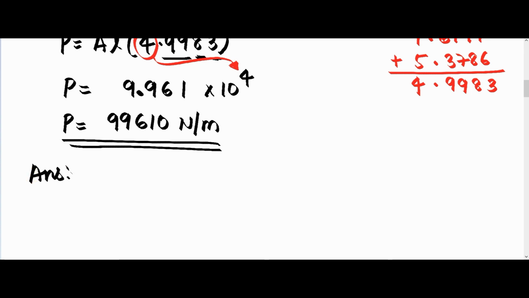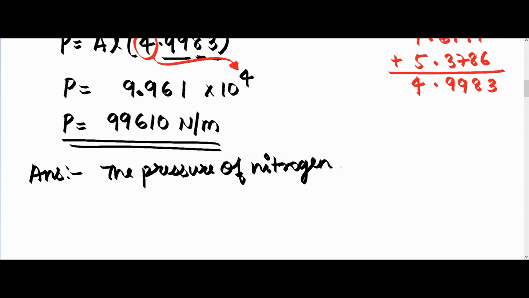So final answer to this question, we should write the pressure of nitrogen at 0 degree Celsius is 99610 Newton per meter.